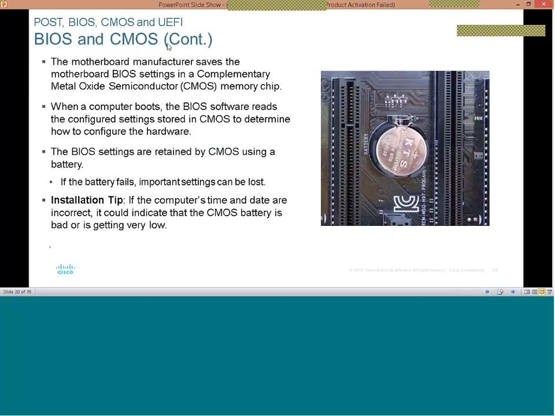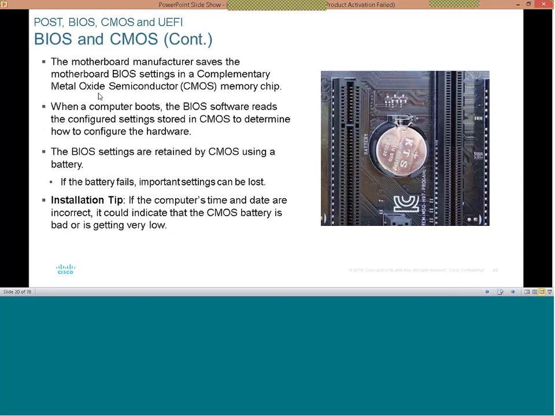The CMOS, which is a complementary metal oxide semiconductor. You can see the CMOS here. This is actually a chip on its own, but it's being powered by the CMOS battery. Okay, and so the motherboard manufacturer saves the motherboard BIOS settings in a complementary metal oxide semiconductor. So if you recall, I said the BIOS is a ROM chip, but then the settings of the BIOS are actually housed in the CMOS memory chip.